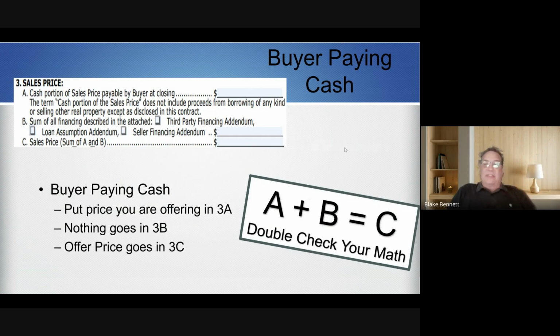If you're paying cash, you've got a cash buyer, they're not getting a loan, then the price you're offering goes in 3A, nothing goes in 3B, and the offer price goes in 3C, and still A plus B does equal C.